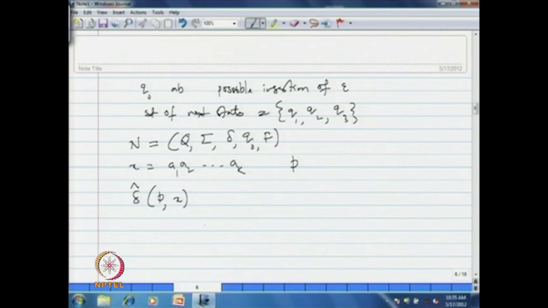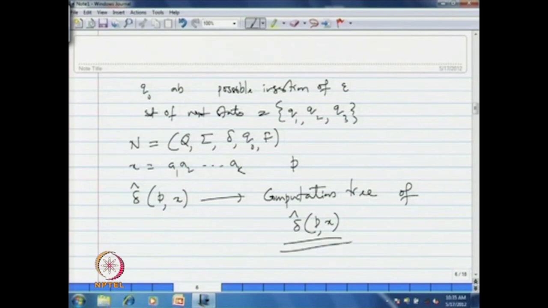Now, this can easily be computed by using a tree structure which is called a computation tree. Computation tree of delta hat (P, X). So, let us first define what a computation tree for delta hat (P, X) is.